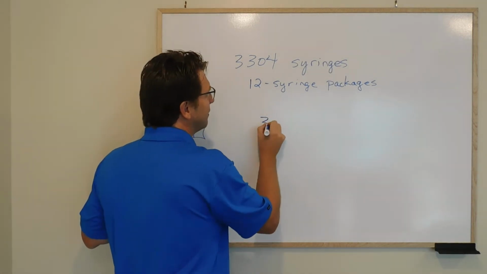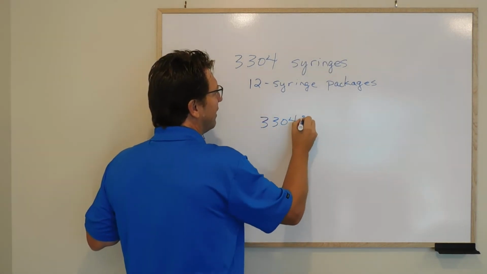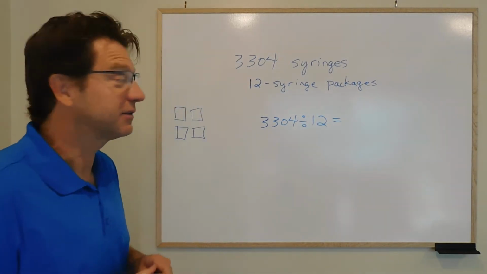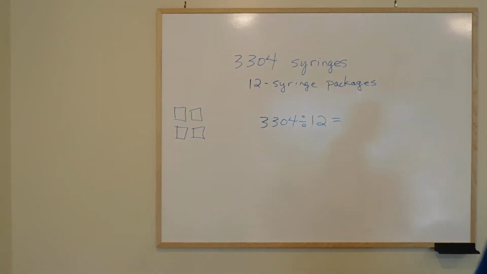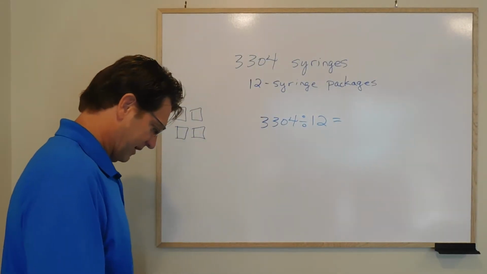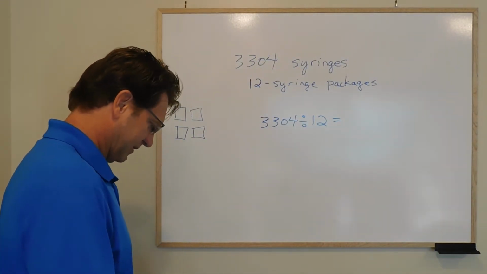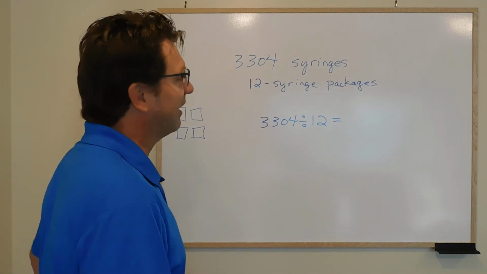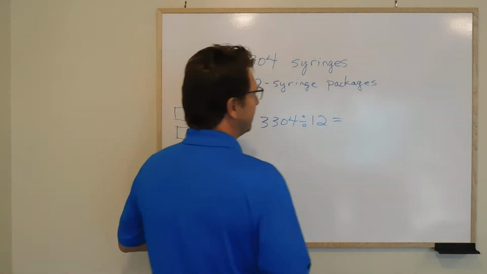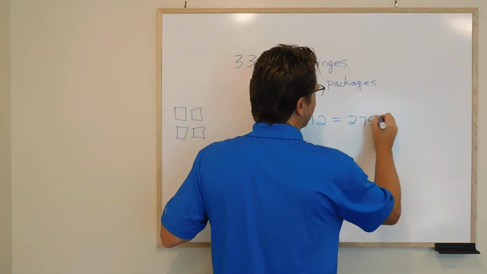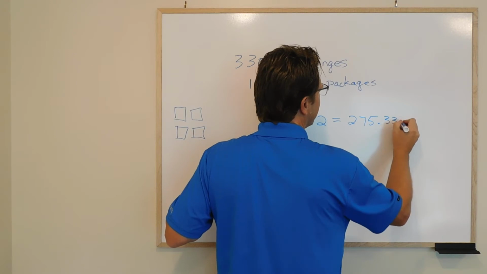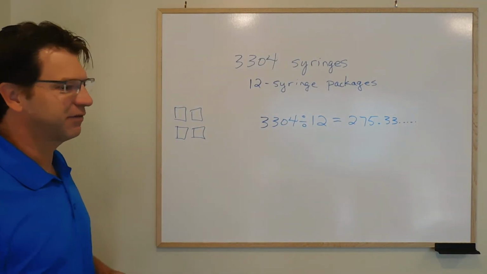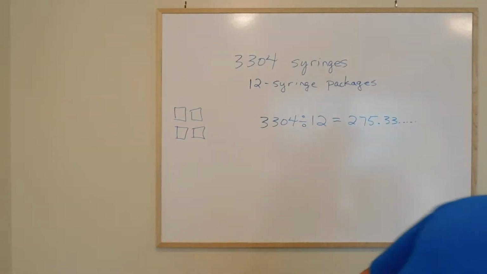We need to divide this number by 12 to see what we get. Okay, so if we pull out our calculator and we take 3,304 and divide by 12, we're going to get 275.3 repeated. So now we know there are 275 packages. That's what that tells us.